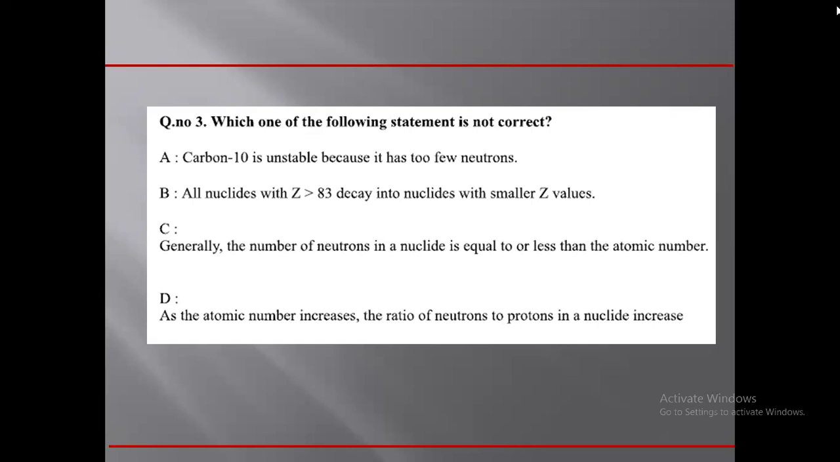Why is C the correct answer? See, in C, generally the number of neutrons in a nuclide is equal to or greater than the atomic number. We cannot write less than the atomic number.